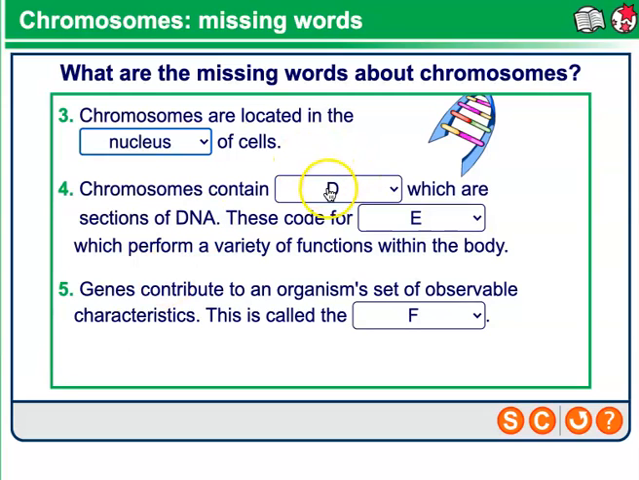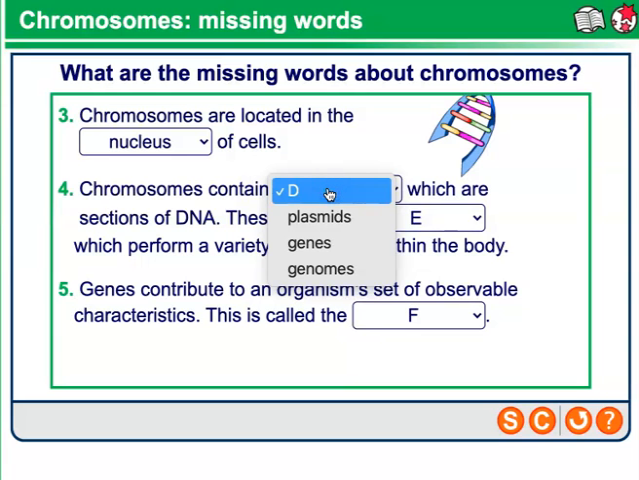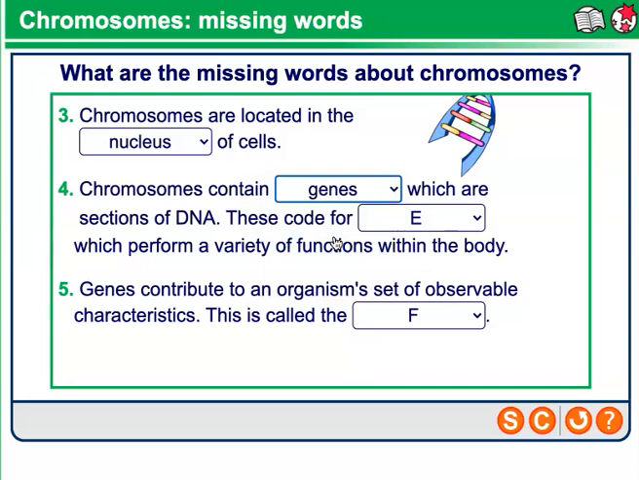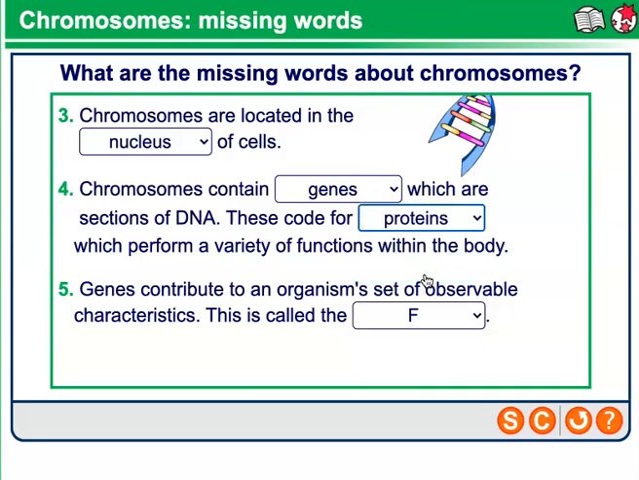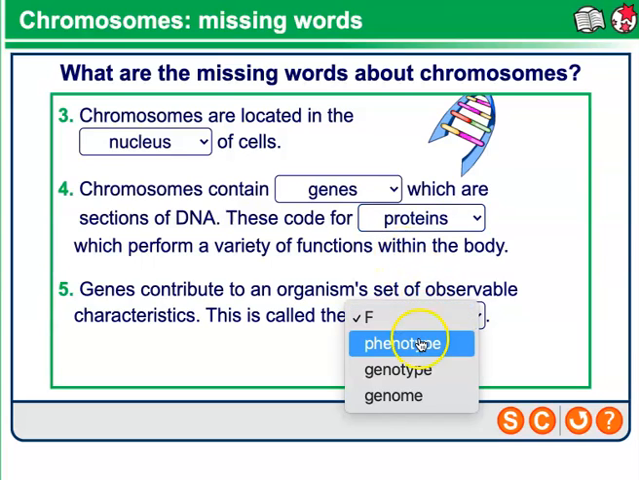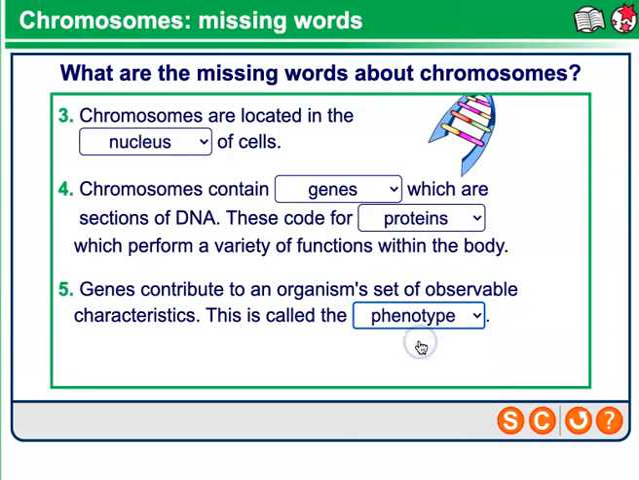Chromosomes contain genes, which are sections of DNA. These code for proteins, which perform a variety of functions within the body. Genes contribute to an organism's set of observable characteristics. This is called the phenotype.